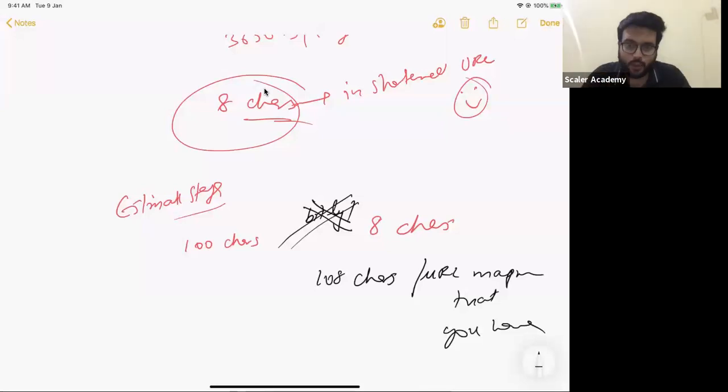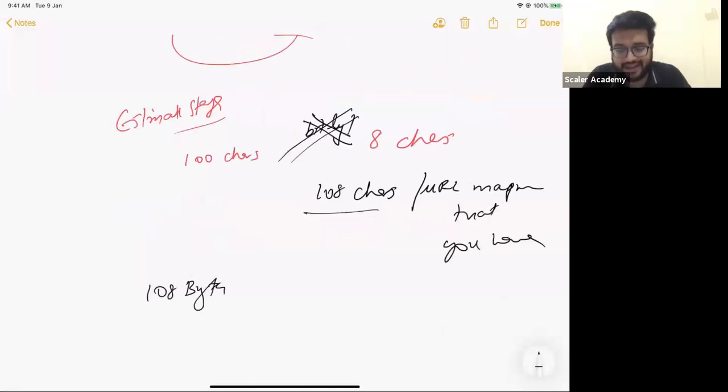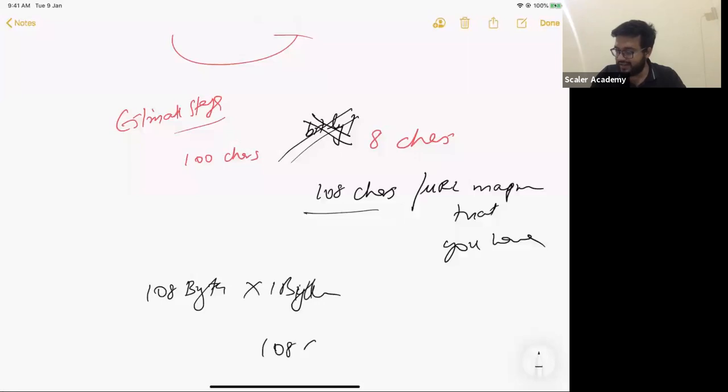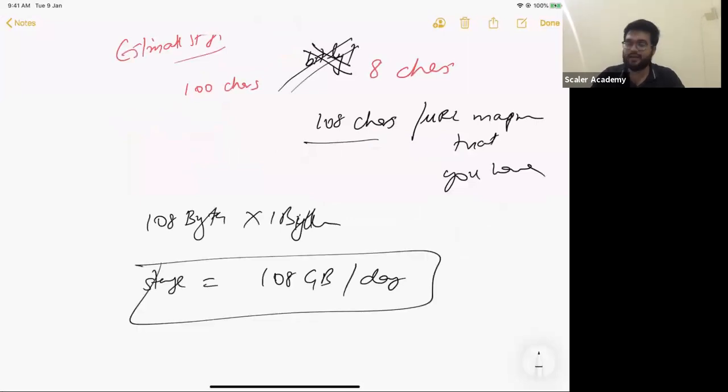If there are 1 billion writes, you can assume that there are going to be 50 billion, 60 billion reads every day. Okay, cool. So now for the storage, we just saw that we are going to require 108 characters per mapping, which means 108 bytes per mapping. And if I have 108 bytes per mapping and a billion of them, how many bytes per day? It's going to be 108 gigabytes per day. Does that make sense? Storage space is going to be 108 gigabytes per day.